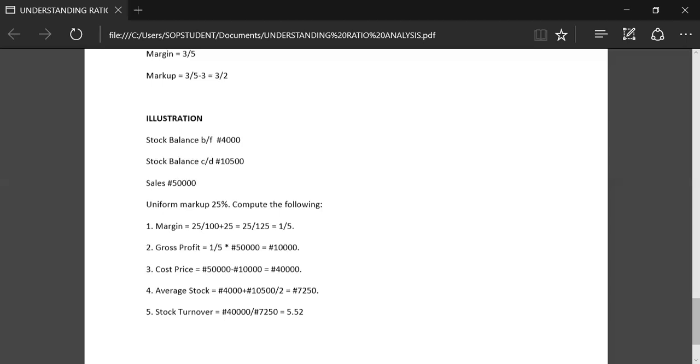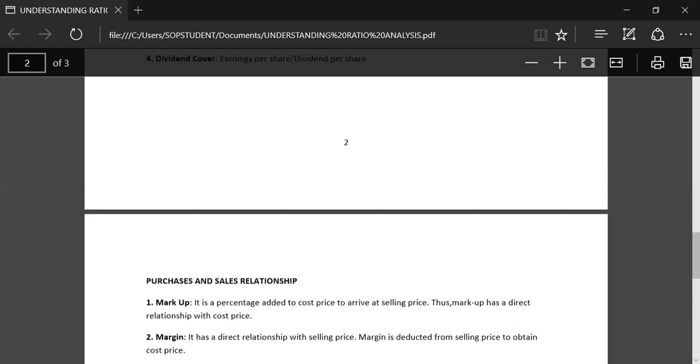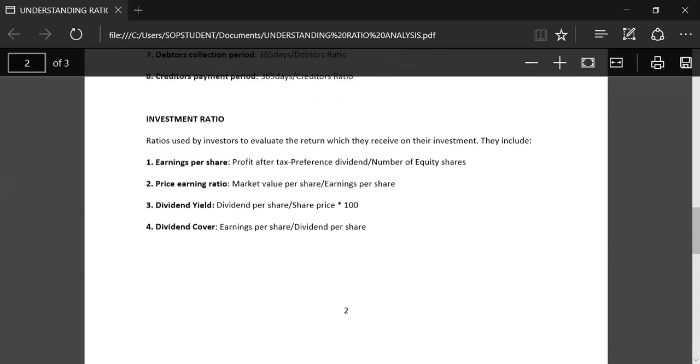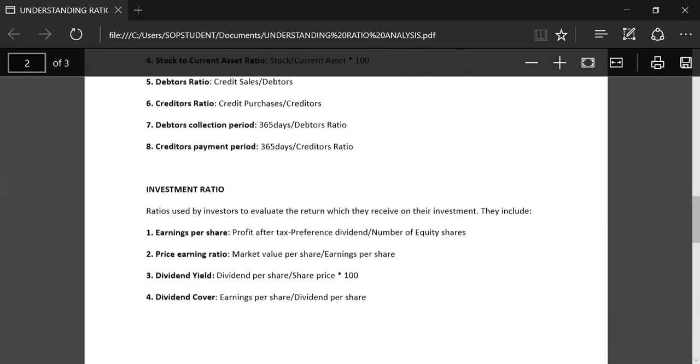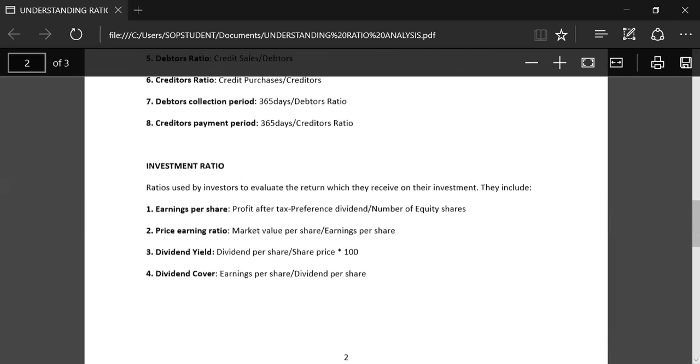The average stock is given there, the opening stock plus closing stock divided by 2, and the stock turnover is dividing the cost price by the average stock. So applying the formulas that have been seen above to derive the ratios, the accounting formulas have been given above there.